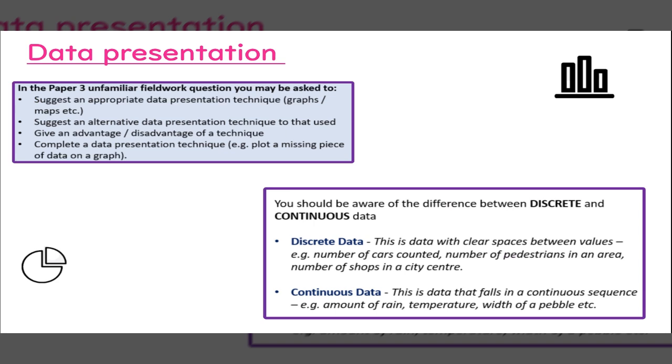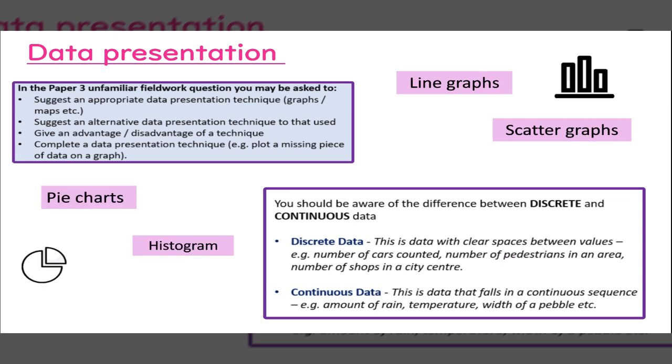You need to make sure you know the difference between discrete and continuous. So, discrete is when data has clear spaces between values. So, that could be, as I've said on the screen, the number of cars counted, the number of pedestrians, the number of shops in a city centre, or a land use tally. Whereas continuous is data that falls in a sequence. So, the amount of rain, temperature, width of a pebble, it's going in a sequence. Your different ways you could present data, there are many more that I'm going to show you, but you could have line graphs, scatter graphs, pie charts, histograms, desire line maps.